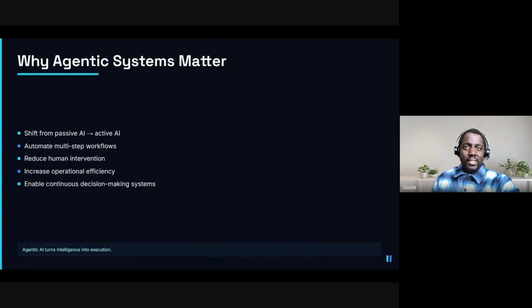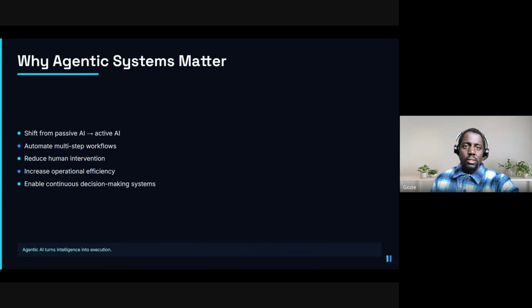So why do agentic systems matter? Traditional AI has always been reactive: when you send a prompt, you get a response. But agentic systems are different; they are proactive. You give it a goal and it figures out how to achieve it. And it's powerful because it automates multi-step workflows and reduces manual intervention. It also enables continuous operations. So think of it as moving from AI as a tool to AI as a worker.